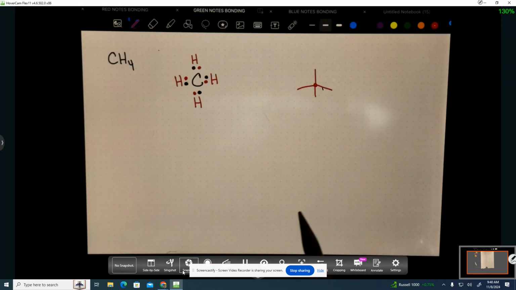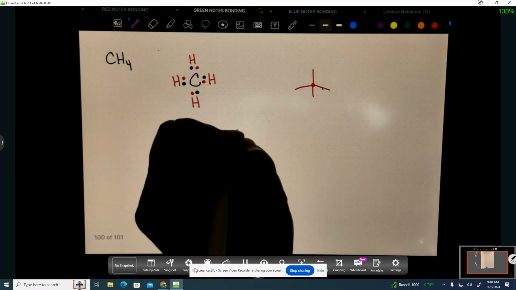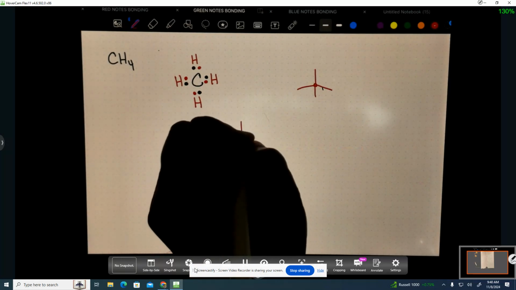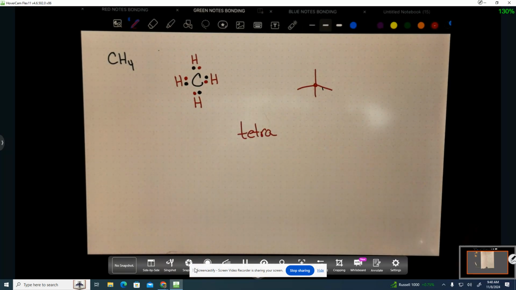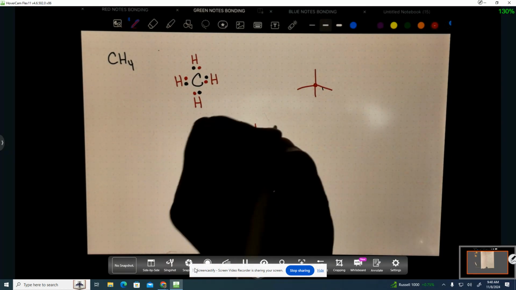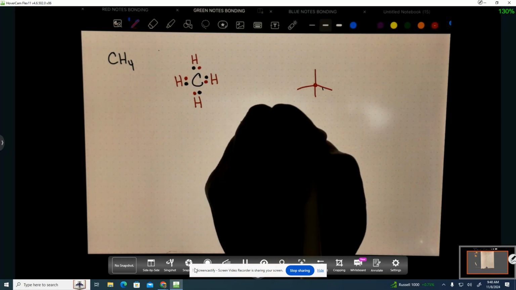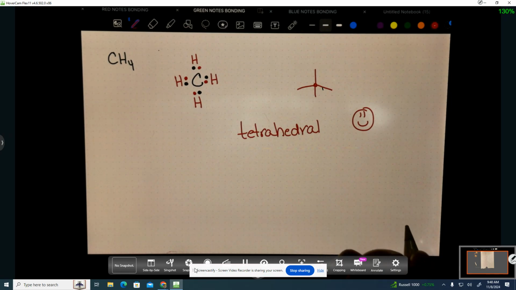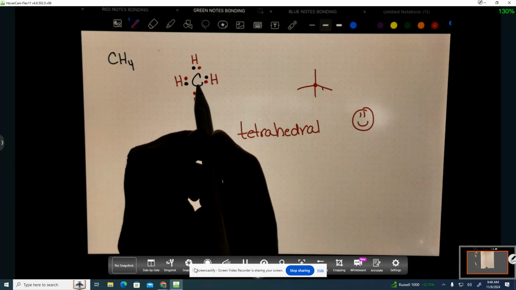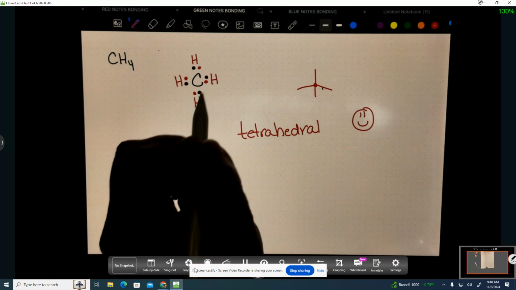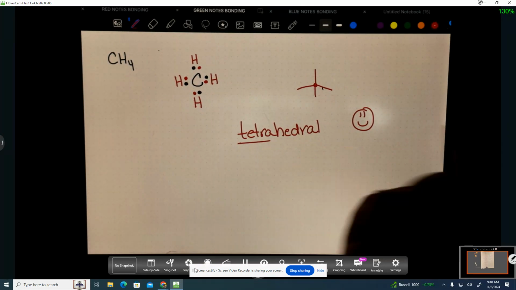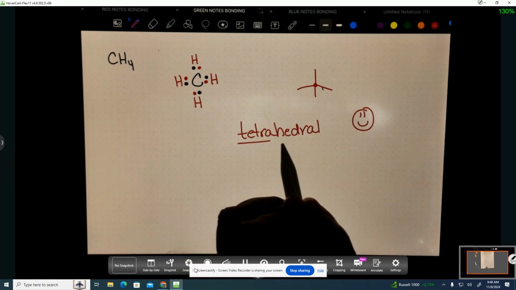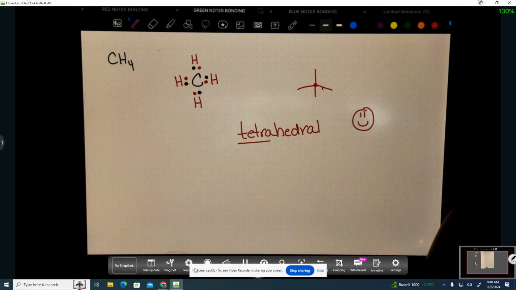Let's go back to our CH4. All right. What's the name of this shape? This shape is called tetra. Tetra meaning how many? 4. Hedral. A tetrahedral molecule has a central atom and 4 around it. Tetra, 4 around a central atom. Tetrahedral.